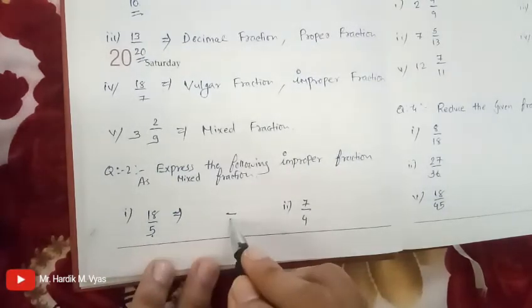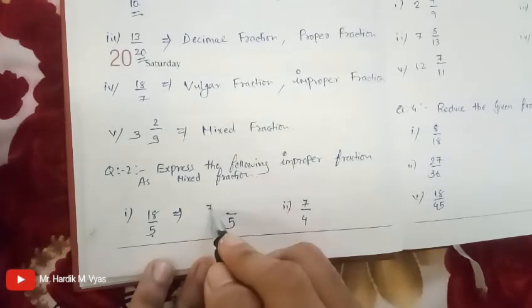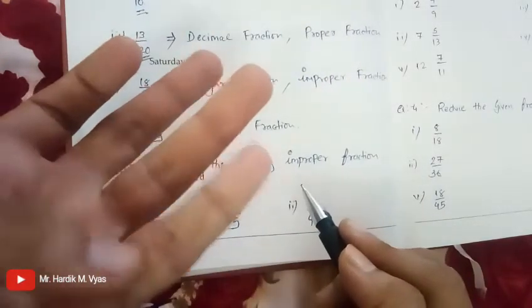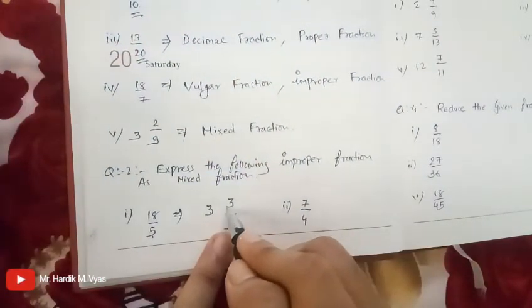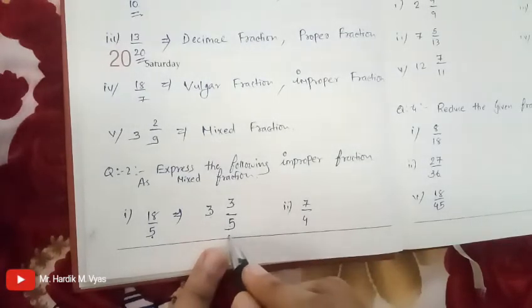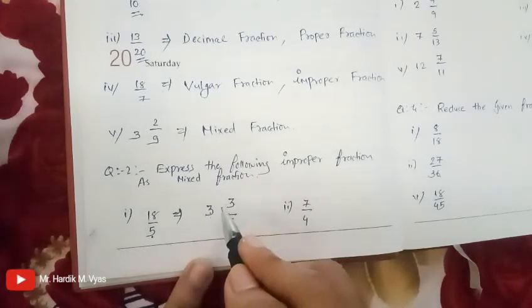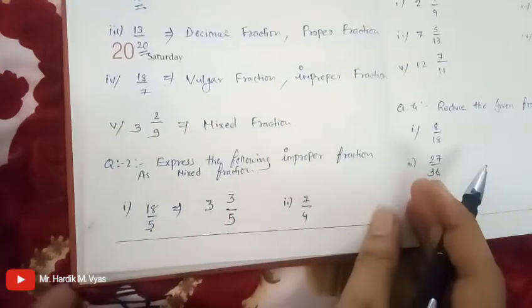So first of all, this 5 you have to write down here. Now 5 3s are 15, 16, 17, 18. 3 is remaining. So 3 and 3 upon 5, that is the answer. Okay, so that means 18 upon 5, it's an improper fraction, and here we will convert it into the mixed fraction.